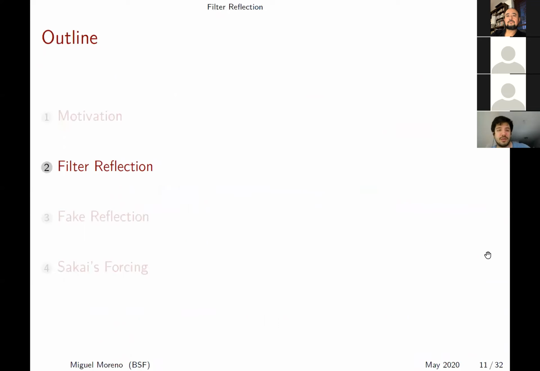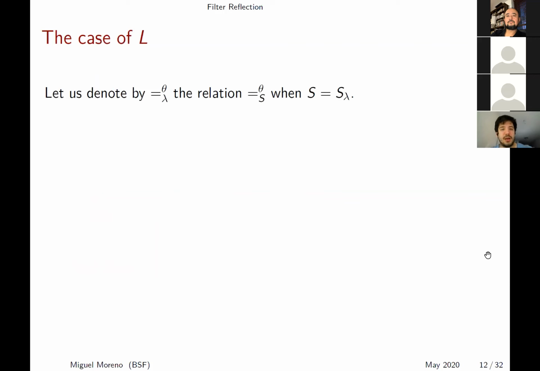So now let's go to the definition, the big one, the filter reflection. Any questions so far? Okay. So let's start with the case of L.